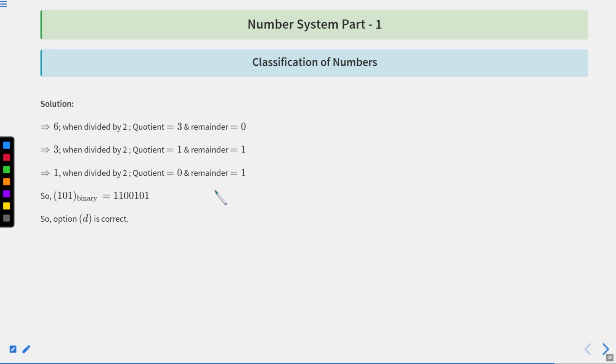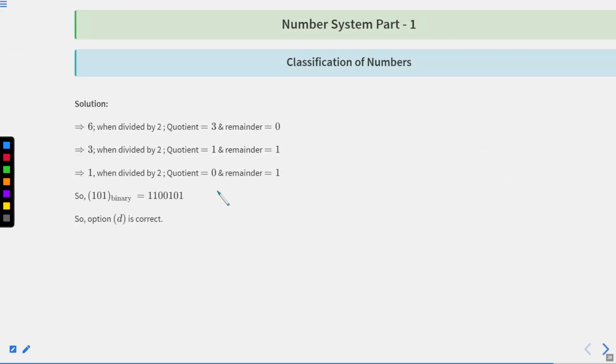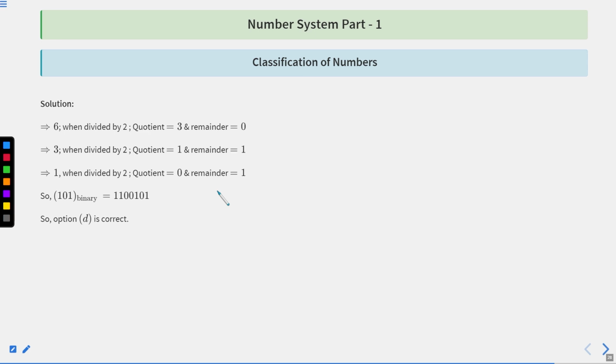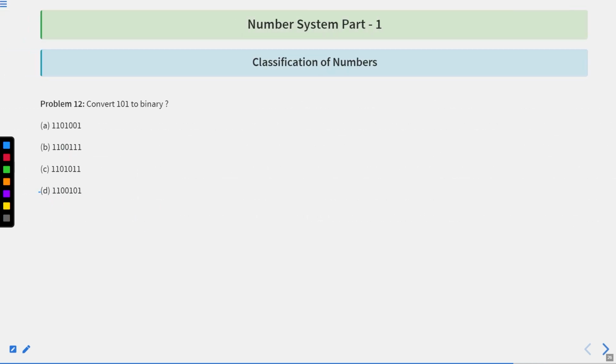And now see this list from bottom to top. Bottom to top, write it from left to right. So 101 in binary is going to be 1100101. So option number D is correct.